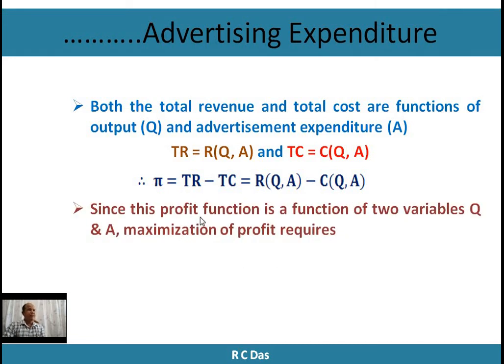Since this profit function is a function of two variables Q and A, maximization of profit requires del pi by del Q equal to 0, del pi by del A equal to 0. These are the first order derivatives or first order condition, and first order Hessian determinant less than 0 and second order Hessian determinant greater than 0. They are the second order condition.